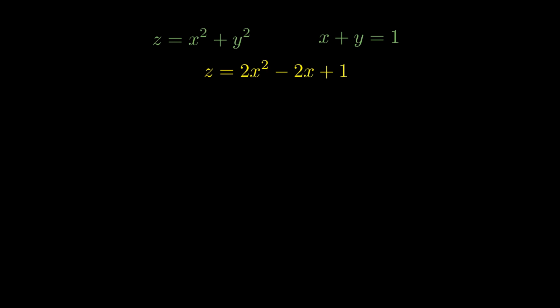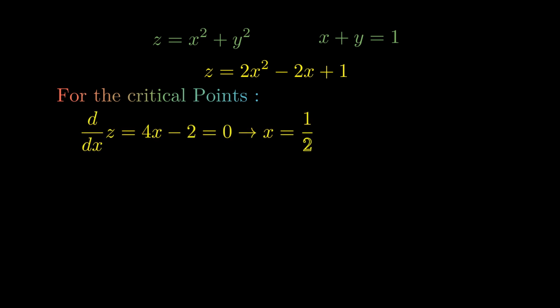Now using the normal idea of finding critical points, to find the critical point of the function, it must satisfy the condition that the derivative of z with respect to x equals 0. So the x value must be equal to half. Now you have to take another derivative to find whether it is a maximum or minima, but in this case it is very clear from the graph that it is a minima.